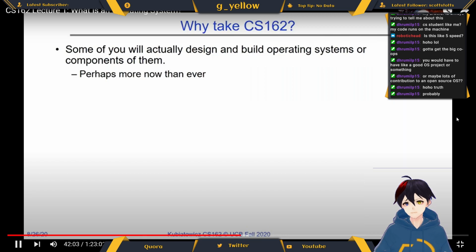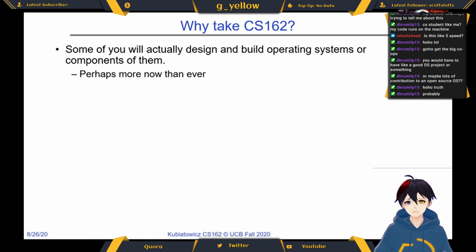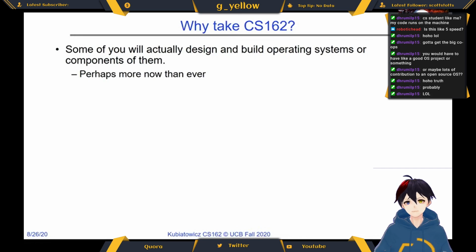But some of you are actually going to design and build operating systems. So by the way, just to be clear, I was saying that CS162 is one of the best classes, but you shouldn't quote me on that, I'll get in trouble. But some of you may actually design and build operating systems in the future, and it'd be very useful for you to understand them.